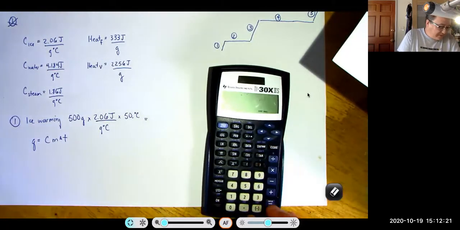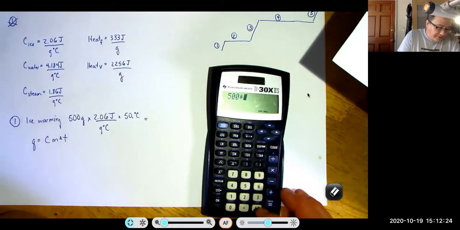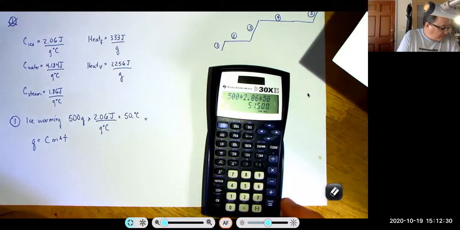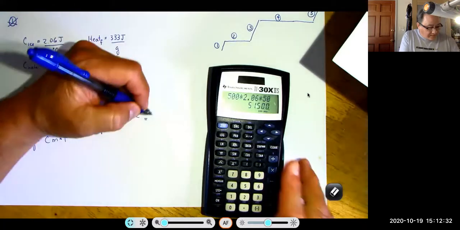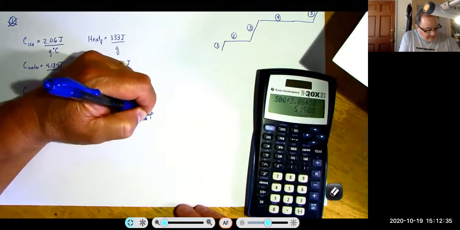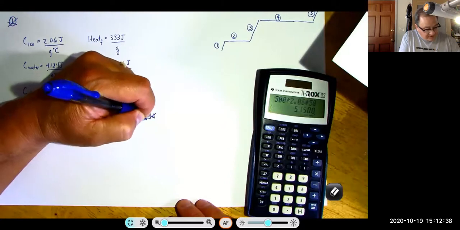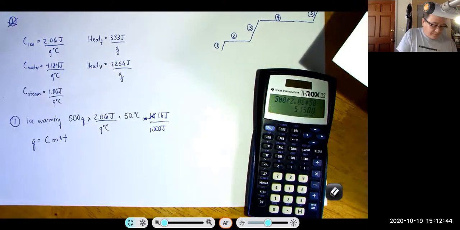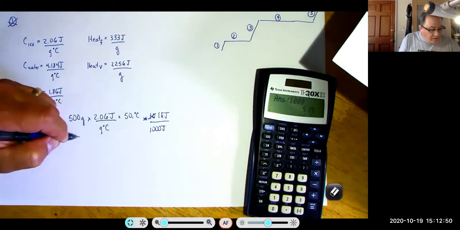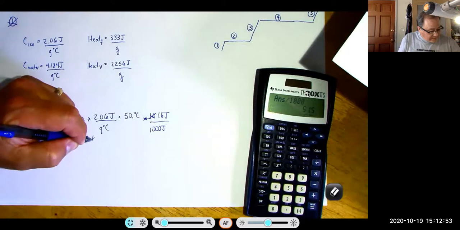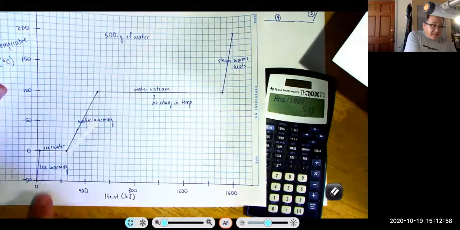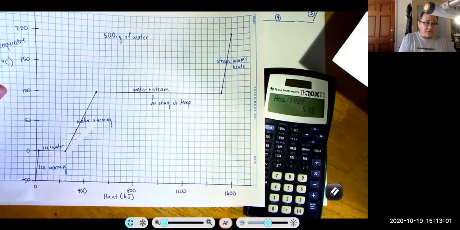So we're going to do 500 times 2.06, which should be about 1,000, and then times 50, which should be around 50,000. Okay, now I'm also going to go ahead and multiply by one kilojoule per 1,000 joules so that we can get this into kilojoules. So this is going to be 51.5 kilojoules. So that means that going back to this little drawing, this little sliver is 51.5 kilojoules wide.